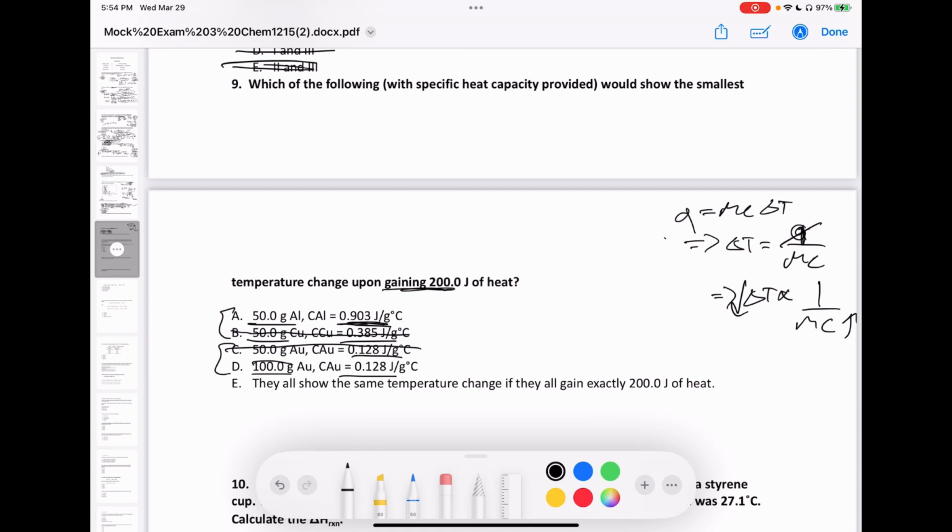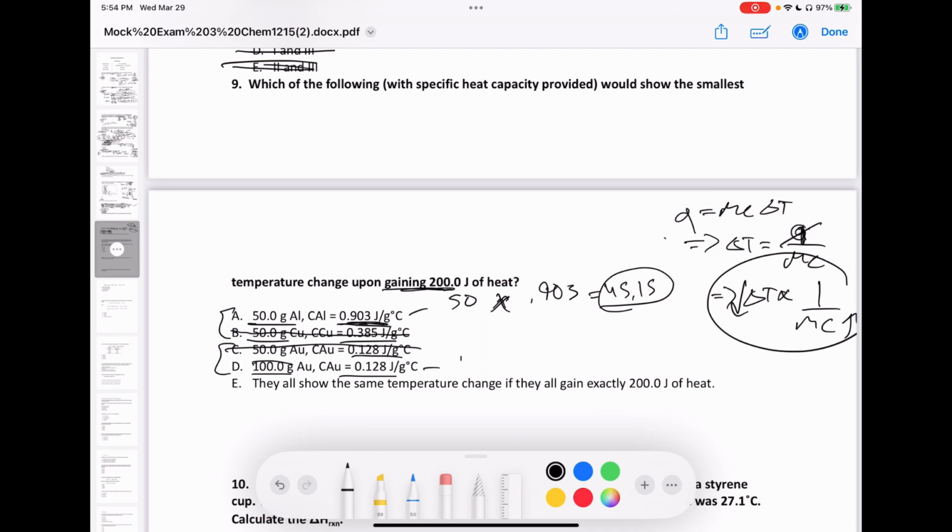So for this top one, it's going to be 50 times 0.903, which is equal to 45.15. And again, this number right here doesn't really mean much. We're just comparing them, like we said, because we reasoned over here we want the largest product.